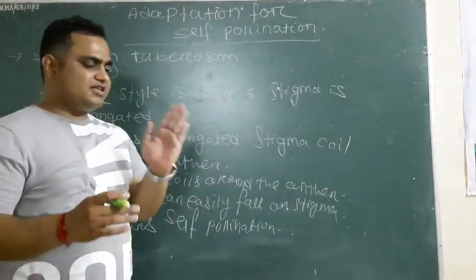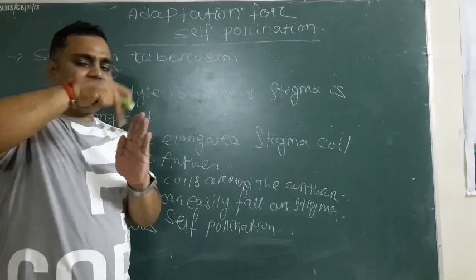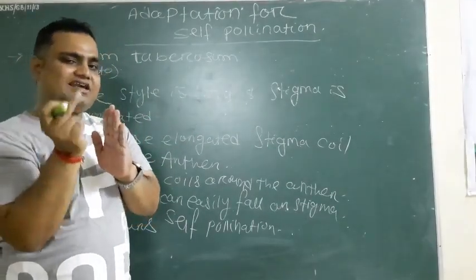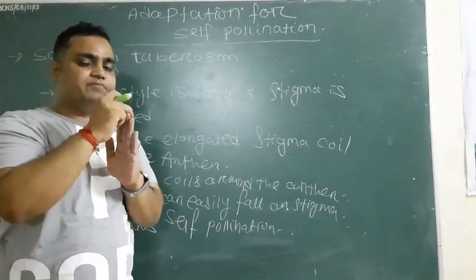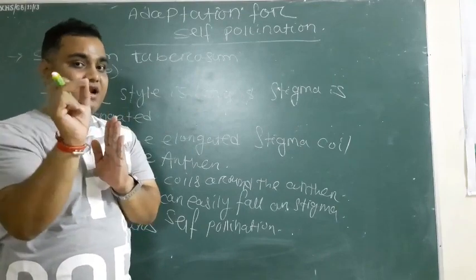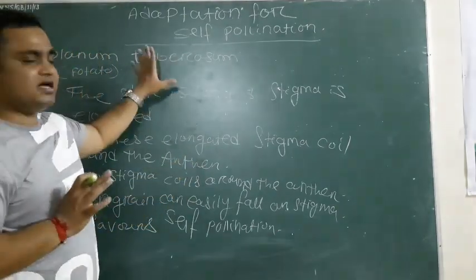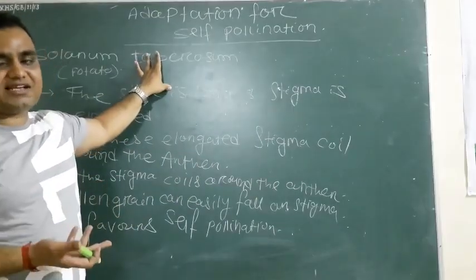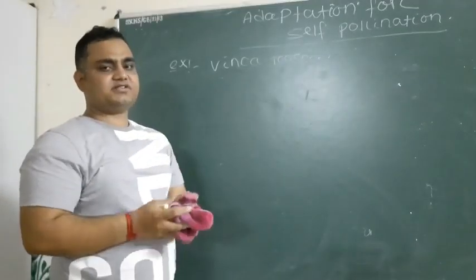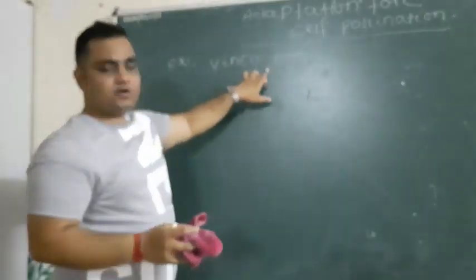In this case, the stigma is coiling around the anther, so the anther can easily transmit the pollen grains from anther to stigma. So this covers the self pollination. Then your next adaptation is Vinca. The next adaptation is quite interesting, and it is found in Vinca rosea.